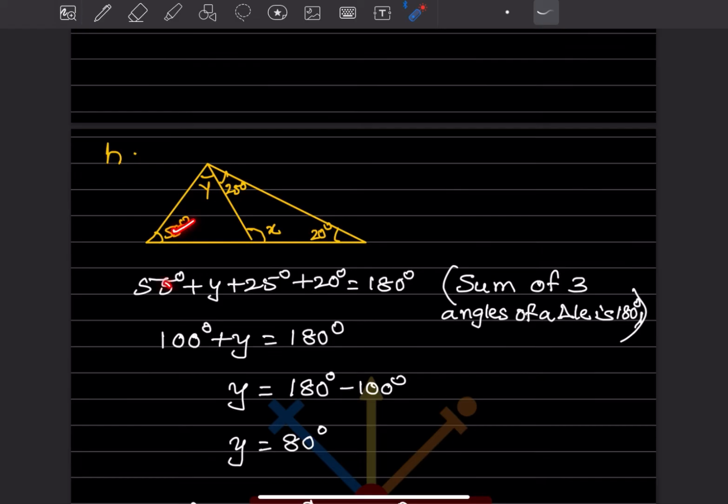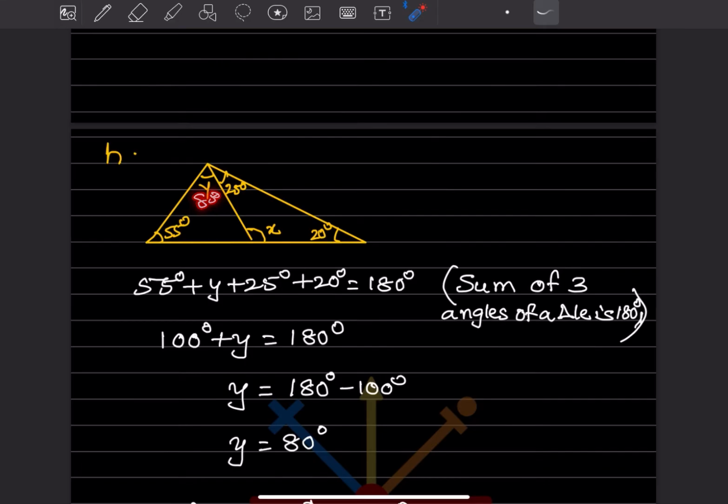So what will you do here? 55 plus y plus 25, this whole is y plus 25, plus this 20, 180. That is the sum of three angles of a triangle. So now when you add this all, that should be 100 plus y is 180. So y is going to be 180, this will go here, that will be minus 100. So y is 80. So this we got as 80.